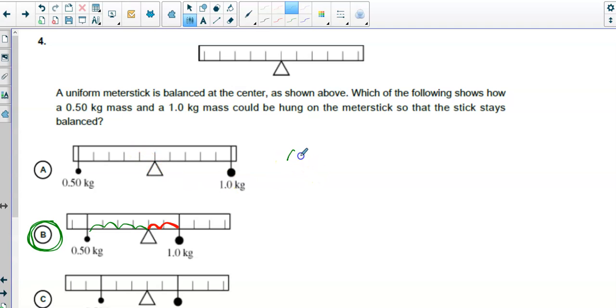Because remember, torque is lever arm times force. Alright? In this case, the forces are clearly perpendicular, so that's important, but that's why there's a little symbol like that. So a 1 kilogram is going to produce twice the weight, so it needs half of the lever arm in order to have the same torques for both of them.